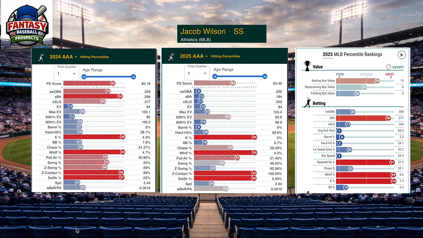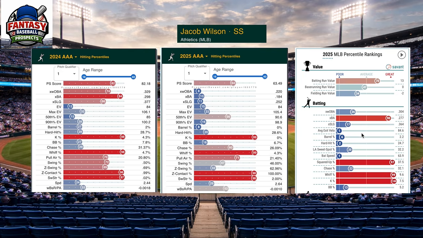So if you look at a profile that I was comparing him to, which power hasn't really been part of his game, like Jacob Wilson, when he was in the minors at 24 and 25, AAA data is all we have on him. Similarly, his barrel rate was relatively low, only 2% in 2024. His hard hit rate was only 28%, and they don't have launch angle in the minors. And then in 2025, his barrel rate was 0%, and his hard hit rate was 28.6%.